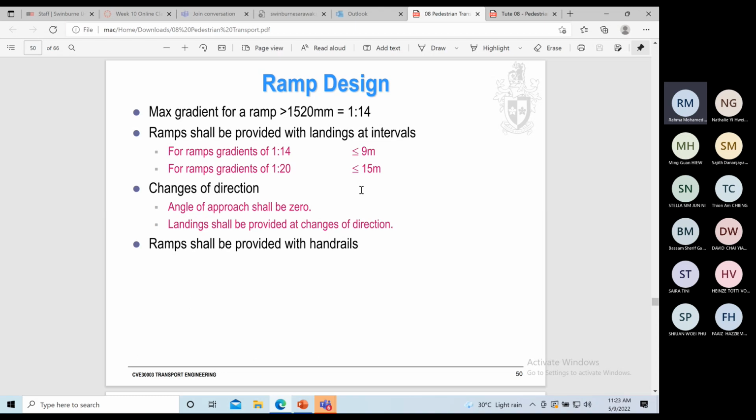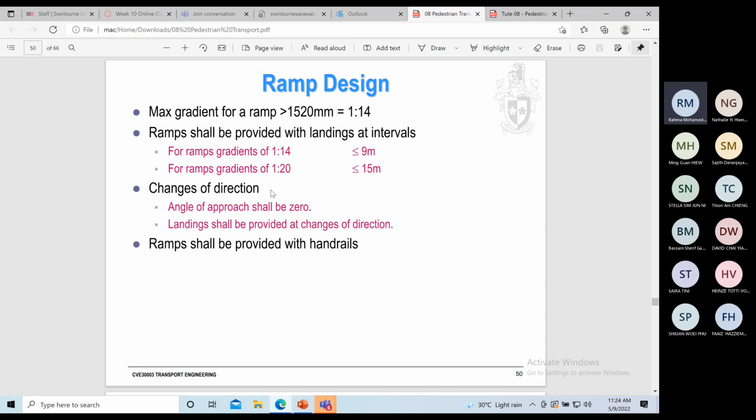So moving on to ramp design. The maximum gradient for a ramp should be 1 in 14. Ramps are usually provided for shorter distances, ranging from 9 meters to 15 meters, and they should have a gradient ranging from 1 in 14 to 1 in 20. And anything higher than that, you should provide a landing. And in case of change of direction, the angle of approach should be 0, and landing shall be provided at changes of direction.